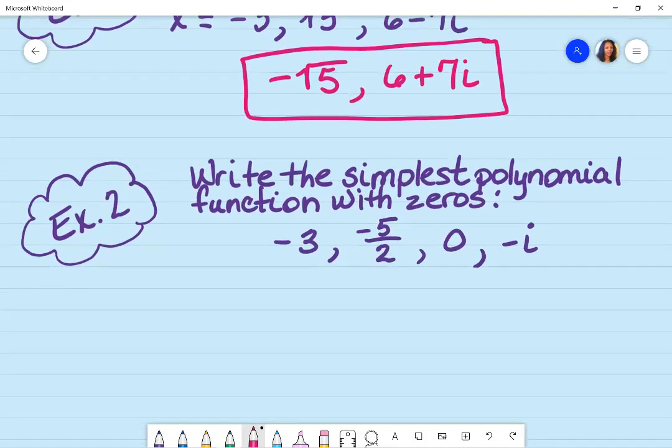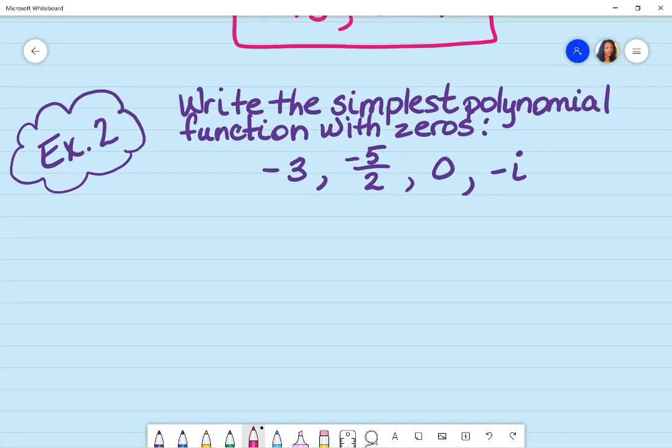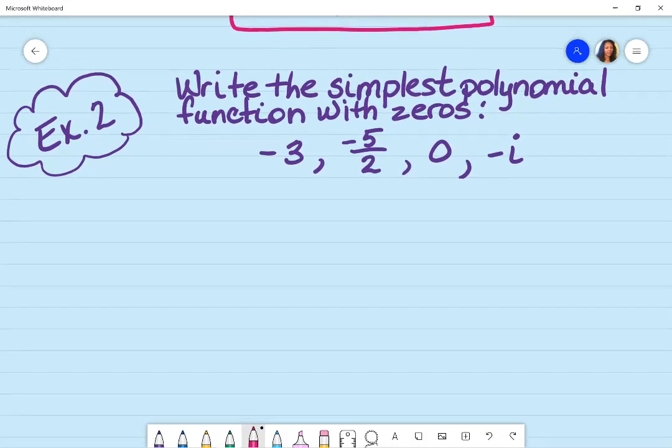Now if I go to example 2, even though I have a list of zeros shown, my directions are different. This time it asks me to write the simplest polynomial function with zeros. So for function, I am going to start mine off with f of x, because that indicates I am discussing a function. If it says equation, you could write y equals. What this simply means is I'm working backwards because 0 is representing my f of x. So x is -3, -5/2, 0, and negative i.